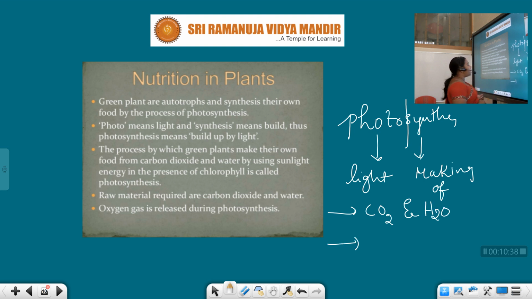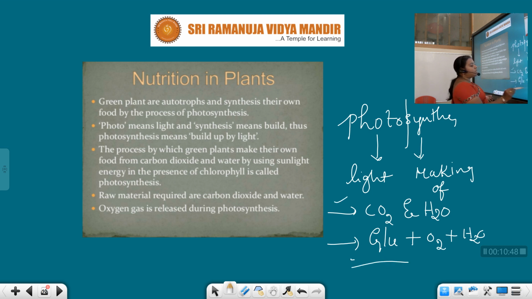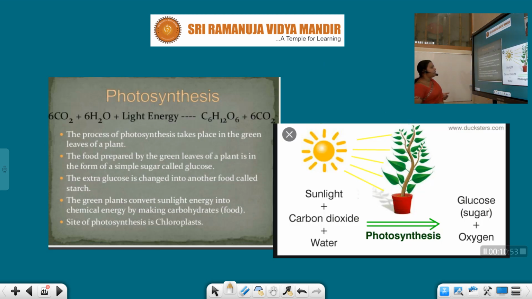The raw materials for photosynthesis are carbon dioxide and water. So what are the end products? The end products are glucose, oxygen, and again water. So the raw materials are carbon dioxide and water, and these are the end products of the photosynthetic reaction. See students, you just see the photosynthetic reaction. It's a balanced reaction, children.